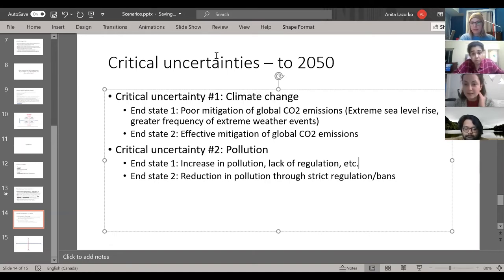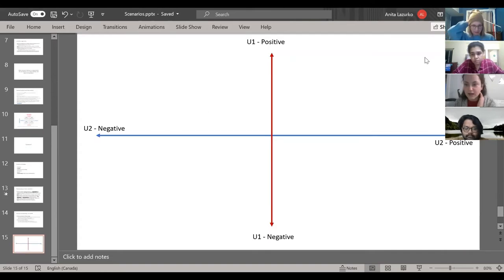Okay, we have 5 more minutes remaining. Let's assume this is okay, just so you can see how this gets set up on an axis. So here we have a typical 4 quadrants.